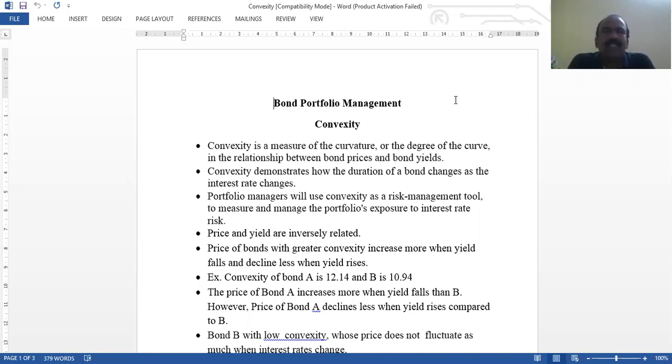The portfolio manager can take this convexity as the risk management tool to find out the interest rate changes. Now, price and yield are inversely related, that all of us know. The price of a bond with a greater convexity increases more when the yield falls and declines less when the yield rises. Look, convexity of bond A is 12.14. Convexity of bond B is 10.94, for example. Bond A has more convexity than bond B.